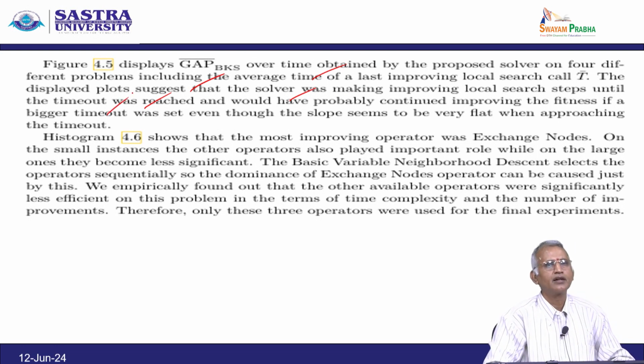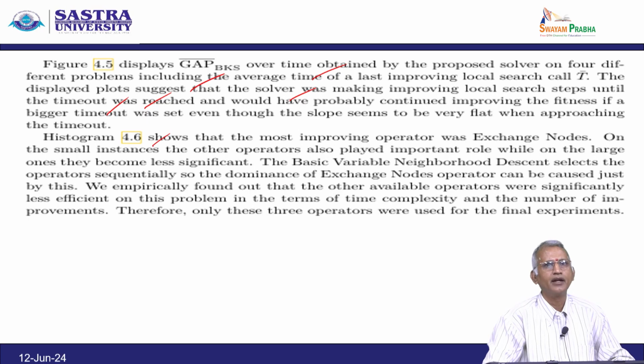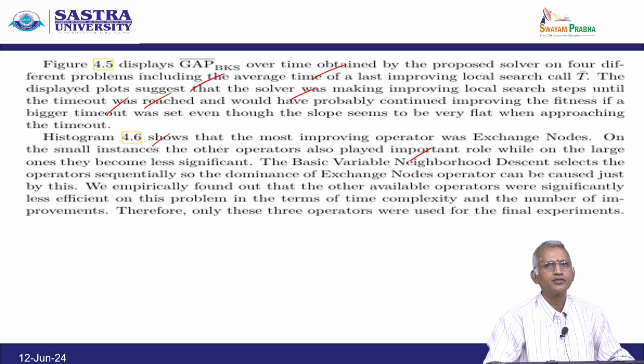So, the histogram shows that the most improving operator was exchange nodes. On the small instance, the other operators also played an important role, while on the large one they became less significant. The basic variable neighbourhood descent selects the operators sequentially, so the dominance of the exchange nodes operator can be caused just by this. We empirically found that the other available operators were significantly less efficient on this problem. So, in terms of time complexity and the number of improvements, only these 3 operators were used for the final experiment.